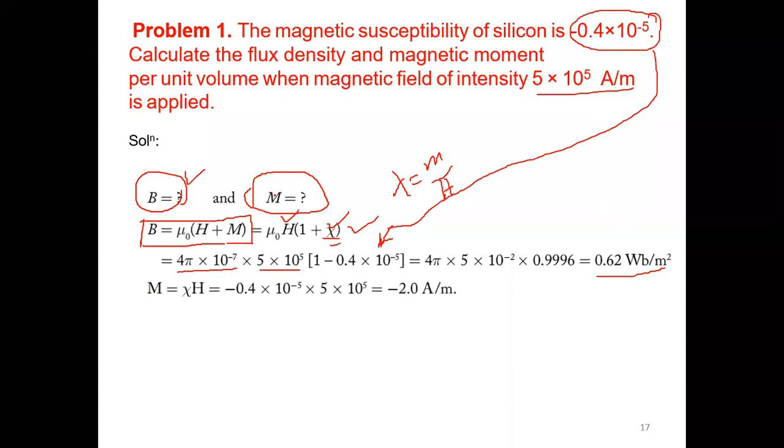And how will you calculate M? We know that chi equals M by H. So from here you can calculate M. M will be chi into H. The value of chi is given, negative of this, and H is the magnetizing field, this. So you can calculate. In this way you can solve some problems.